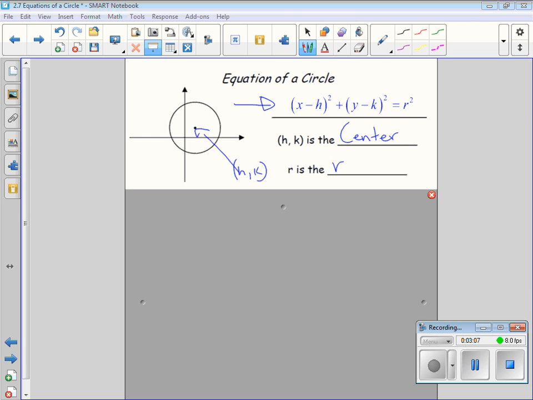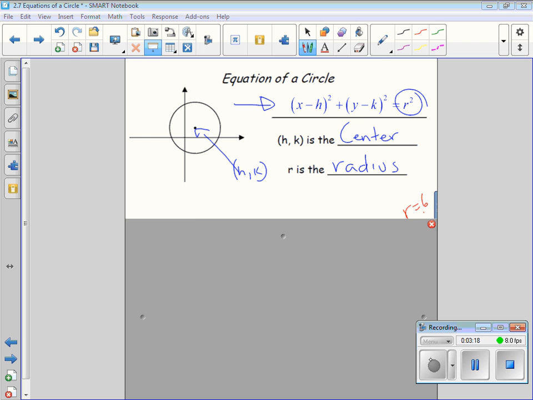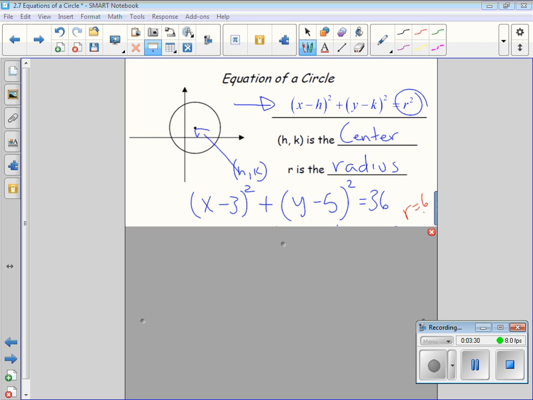R stands for radius. Take a look, the radius is squared. So if I know the radius is 6, then I have to square it before I stick it in that place. Here's how an equation might look. Suppose I had something like this, x minus 3 squared plus y minus 5 squared equals 36. That would be an equation that has a radius of 6. I have to square that number before I stick it into the equation. And so this equation right here has some center at 3, 5.